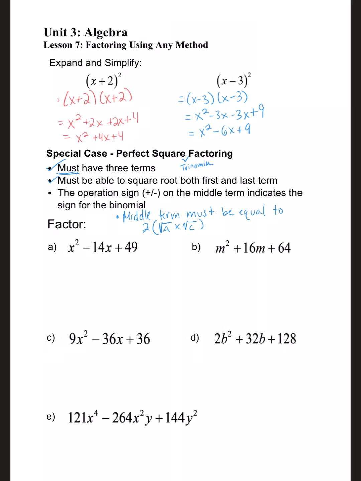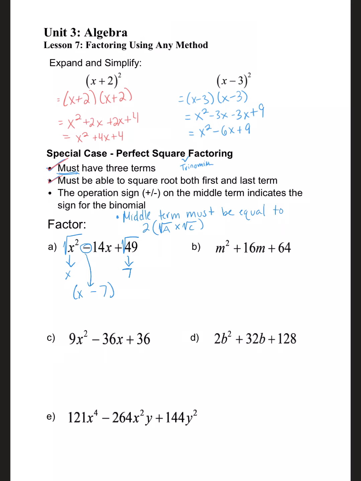So must have three terms, so it checks that. You must be able to square root the first term and the last term. Okay, so the square root of x squared is x, so that's true. And the square root of 49 is 7. Okay, so we check that box. The operation sign, plus or minus on the middle term, indicates the sign for the binomial. So we're going to have x, we're going to have 7, and on that middle term I have a minus, so we're going to put that in my binomial.